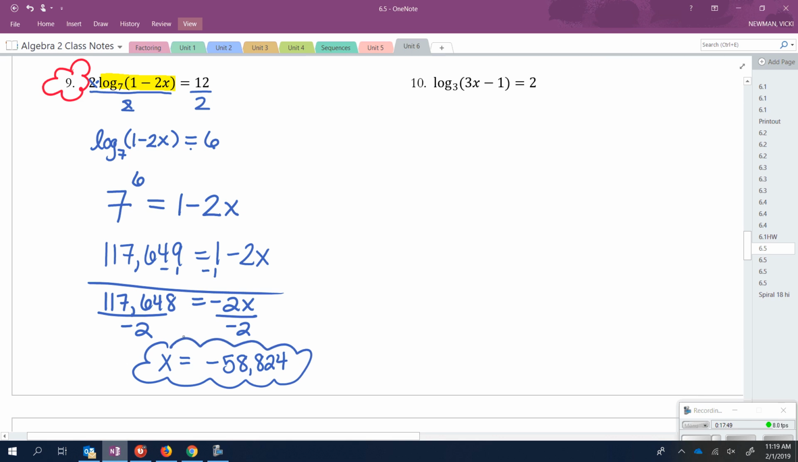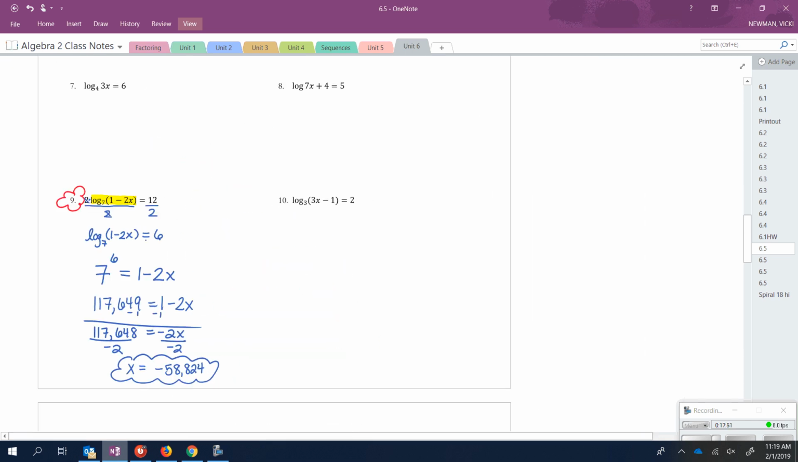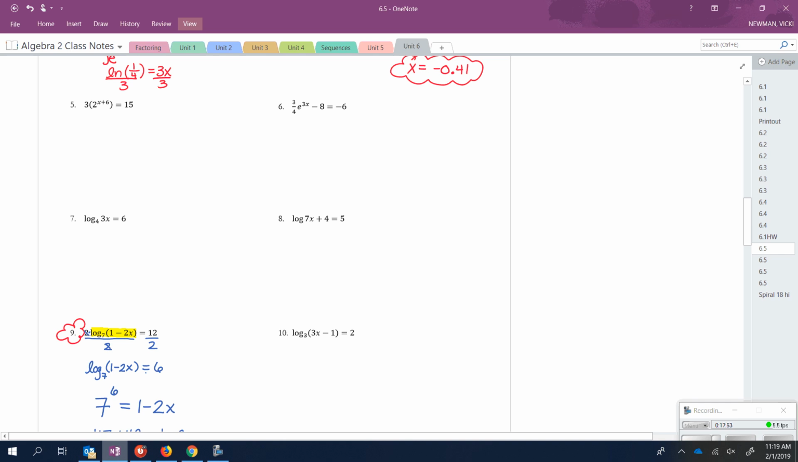All right, so you are going to take a few minutes. Do the best you can with those. Let's see, which ones do we have to check? Anything with a log we have to check. We have to check number 7, number 8, and number 10. You don't have to check for extraneous roots in 5 and 6. If you get an answer that doesn't check, you did something wrong.